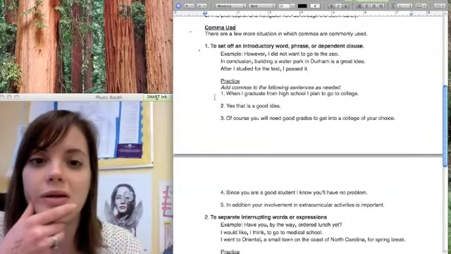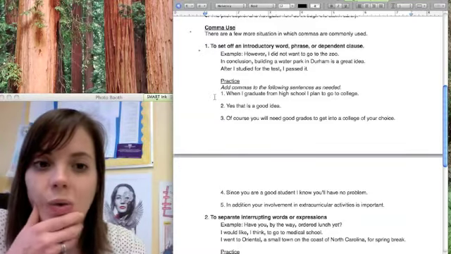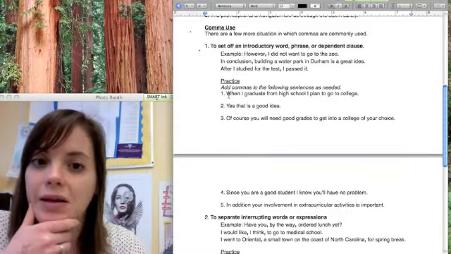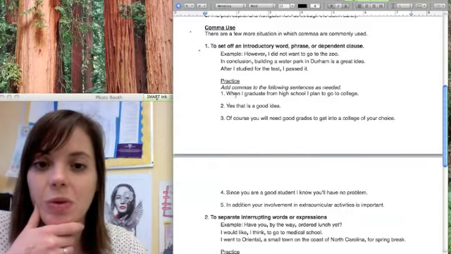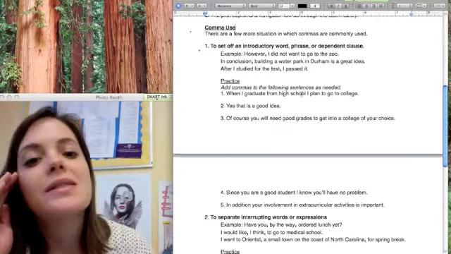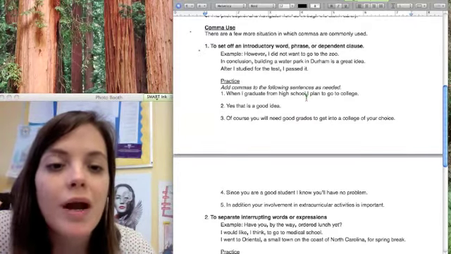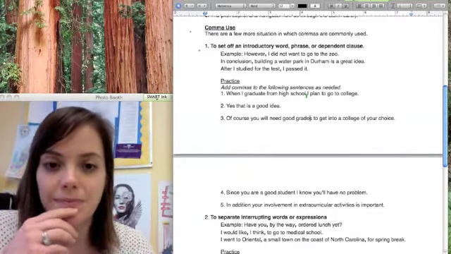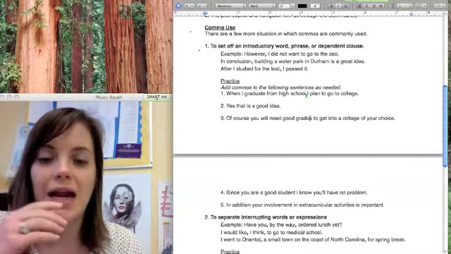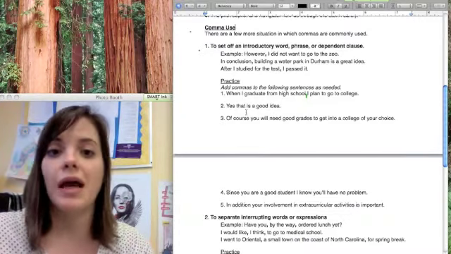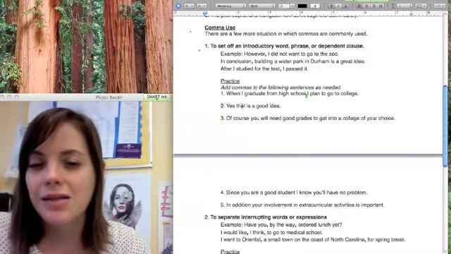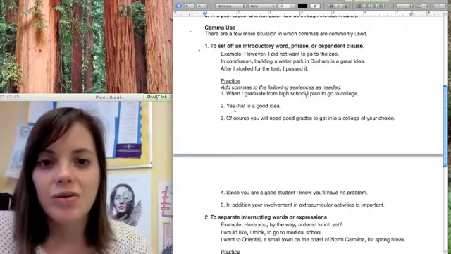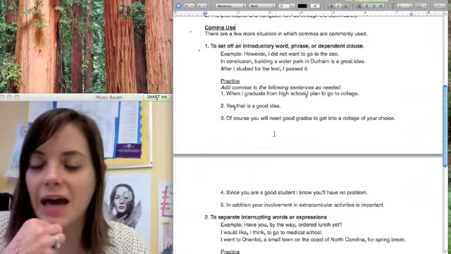So let's look at my first one. Number one, when I graduate from high school, I plan to go to college. I began this sentence with a dependent clause, when I graduate from high school. Notice it starts with that AWUBIS word, so it can't stand alone. That means I need to put a comma right after that dependent clause. Now let's look at number two. Yes, that is a good idea. I started with an introductory word, yes. That doesn't really go with my clause, that is a good idea. It's just by itself, just introducing my sentence. So I'm going to say yes, comma, that is a good idea.